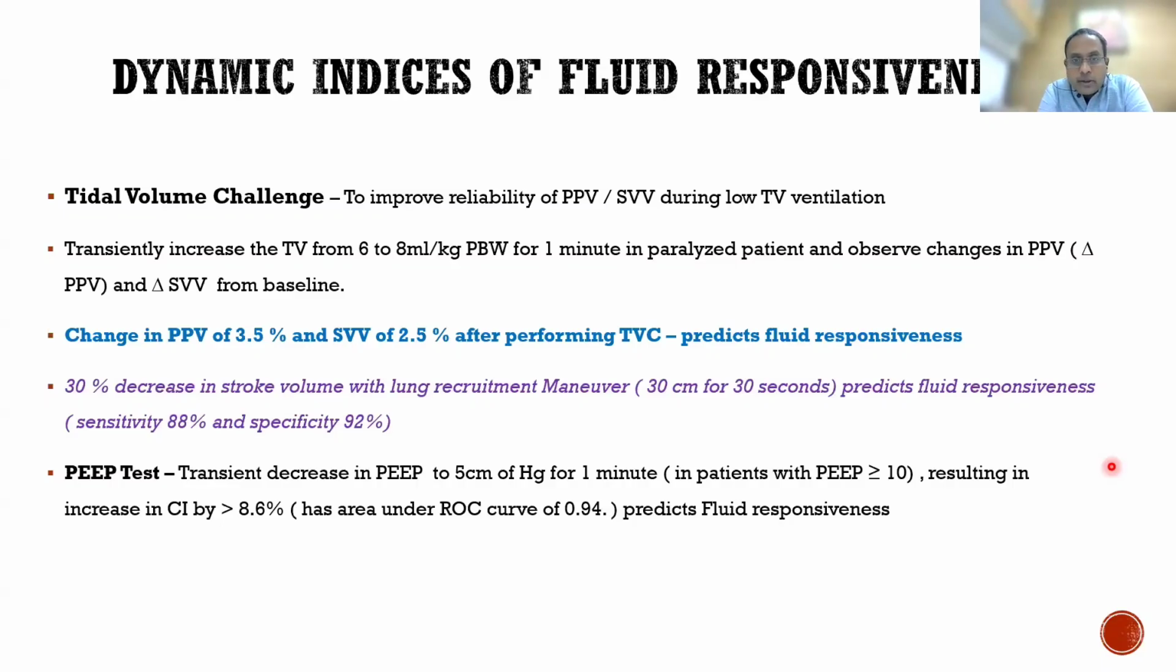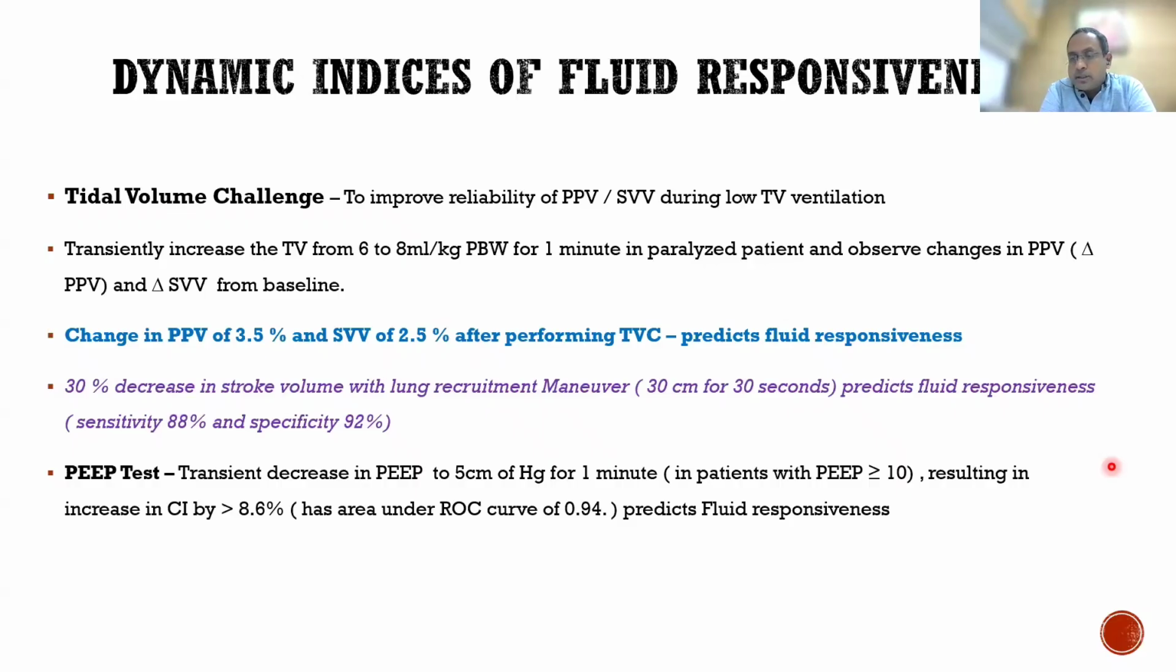And secondly, what we can do is a lung recruitment maneuver, which the books recommend as 30 centimeters for 30 seconds, which we use. We increase the pressure to 30 centimeters for 30 seconds, and if there is a decrease in stroke volume by 30%, so you can remember 30, 30, 30, this also predicts fluid responsiveness.